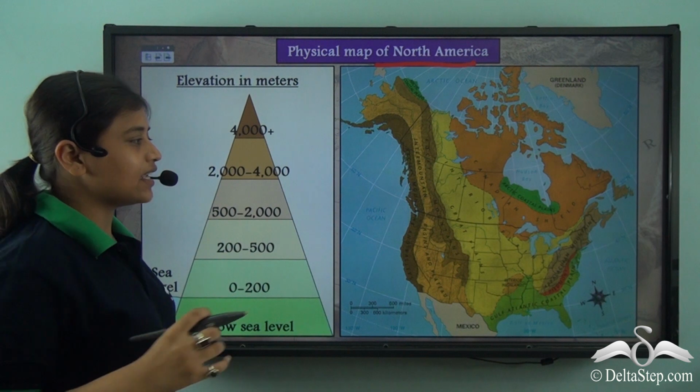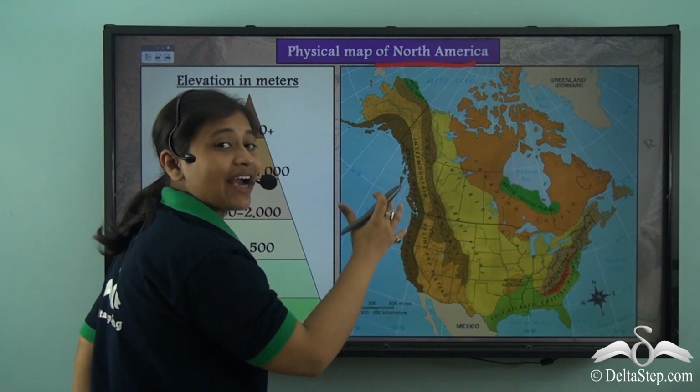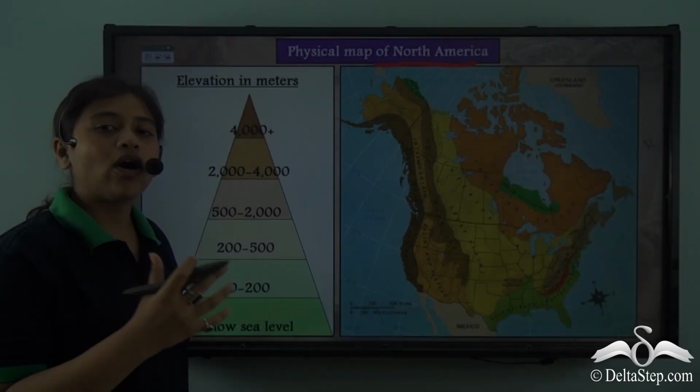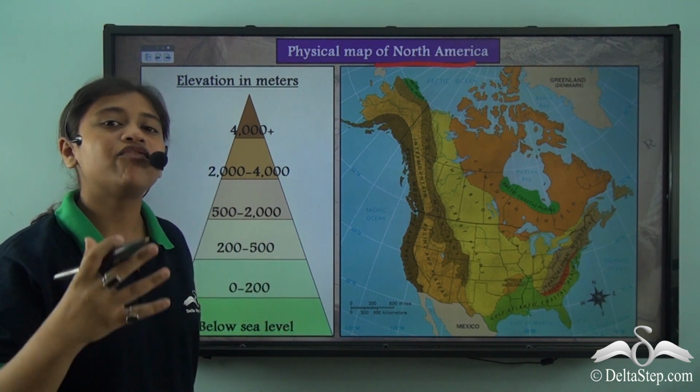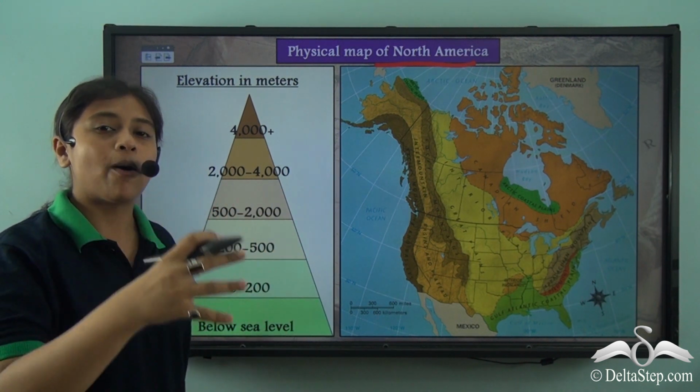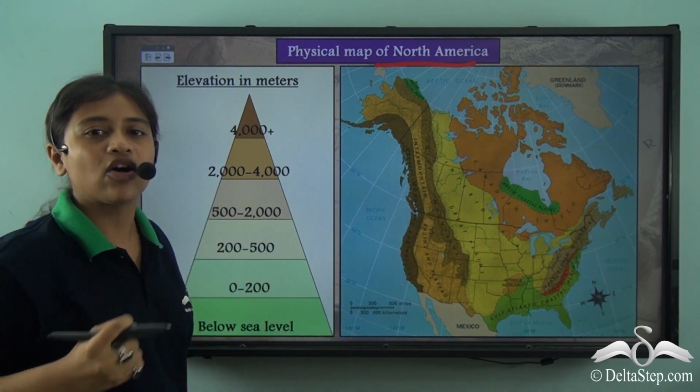So here we have a physical map of North America. As you can see, there are various colors and shades on the map. Now what does this signify? This signifies the different types of physical features that are prominent on the continent of North America.